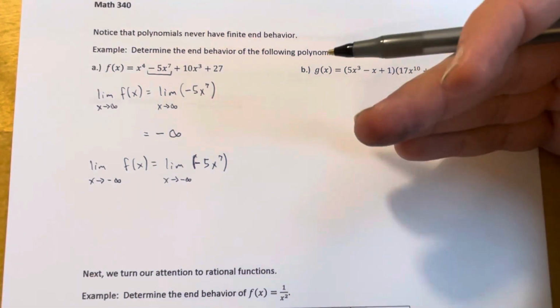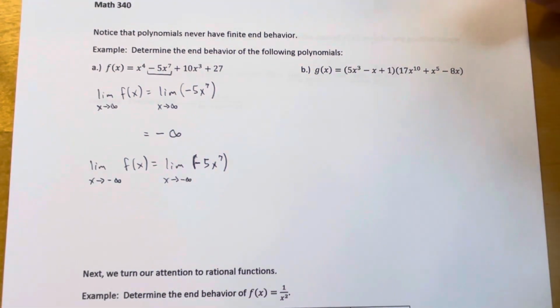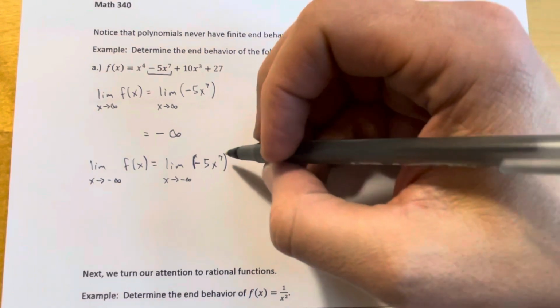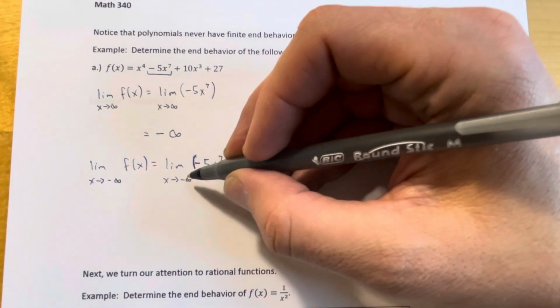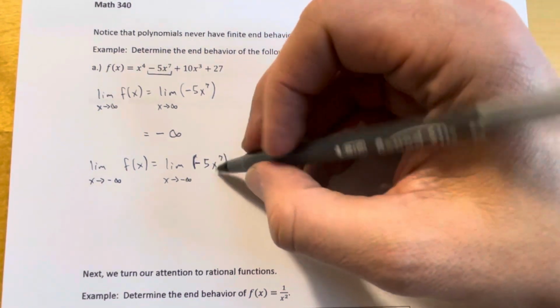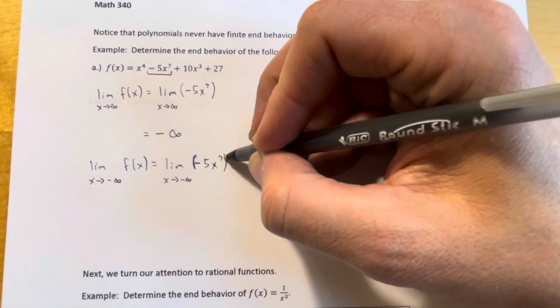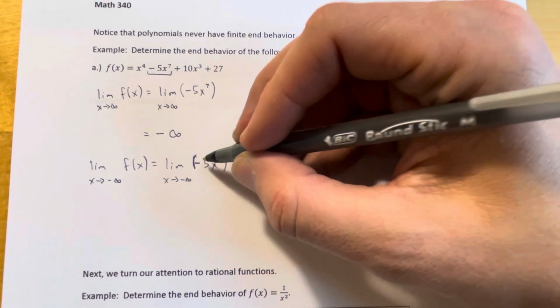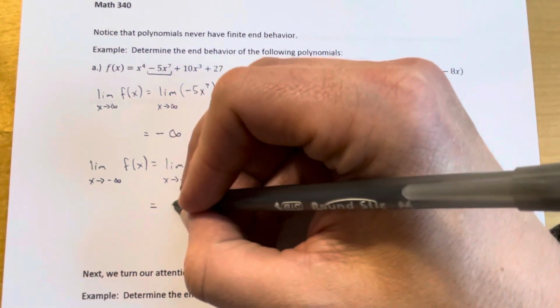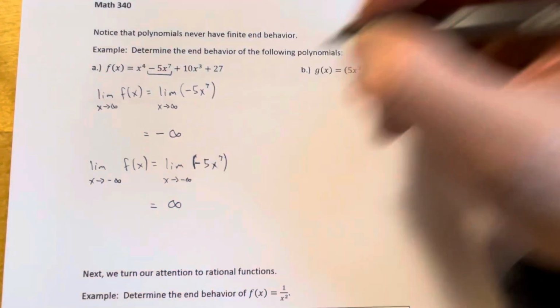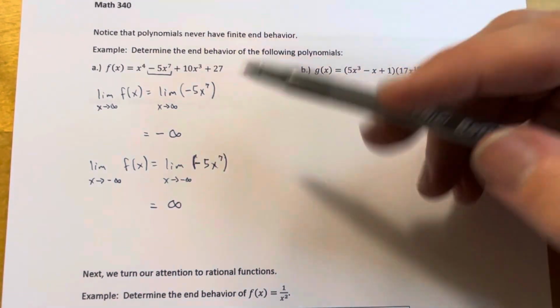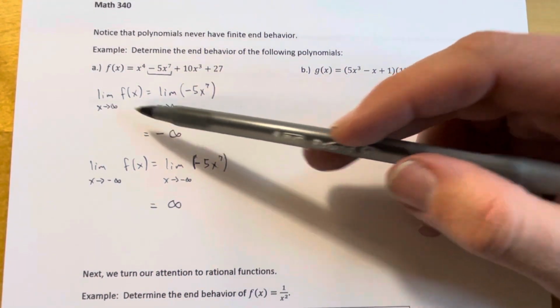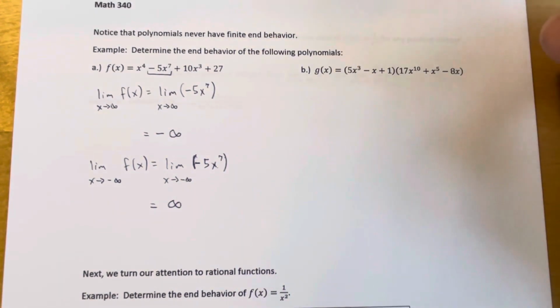Again, I could go back to that table or I can think through this logically. If I plug a very small, in the negative sense, number in here, then I'm raising a negative number to an odd power, which would stay negative. But then that negative number gets multiplied by a negative 5, and negative times negative is positive. This will give me a positive infinity. So by writing the results of these two limits, I have described the end behavior for this function. And that's all we have to do.